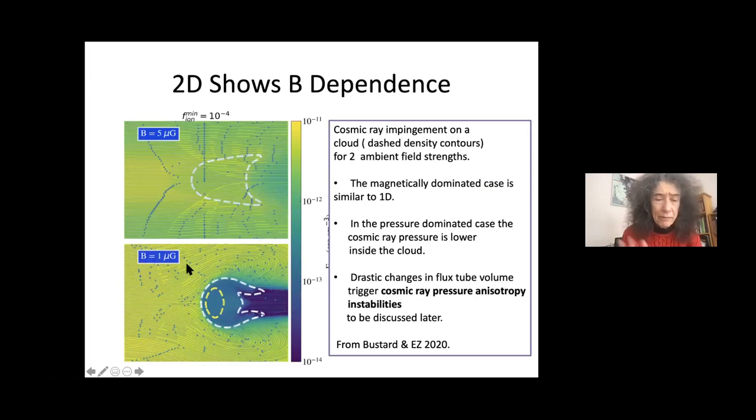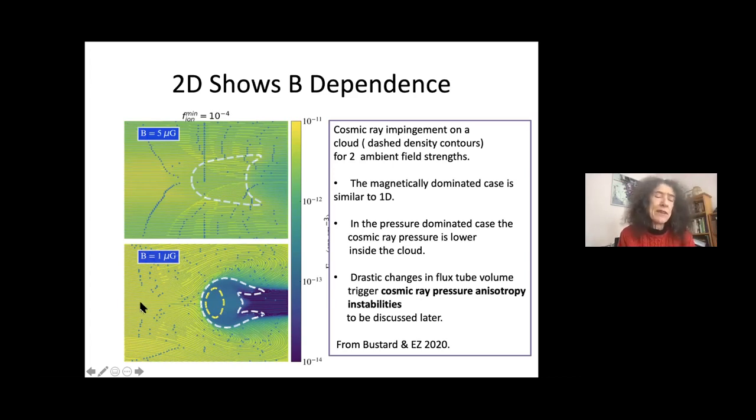Then we went into 2 dimensions. The image that Cameron used to advertise my talk was actually created by Josh Wiener. Here's a comparison of cosmic rays inundating a cloud with 2 different background field strengths, 5 microgauss. If the field is strong enough, it's able to collimate the cosmic ray flow and not be forced to adjust to it too much. You can see the field lines are mostly pretty straight. The cloud here is getting a little bit stretched out.